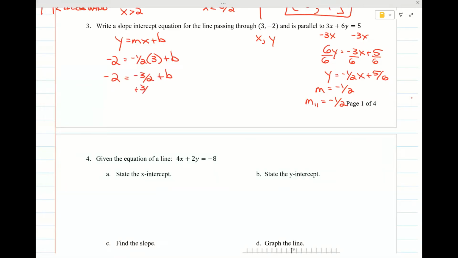Adding 3/2 to both sides. Negative 2 is negative 4 over 2, plus 3 over 2 is negative 1 over 2. And then tying together our slope with our y-intercept gives us this slope-intercept form.